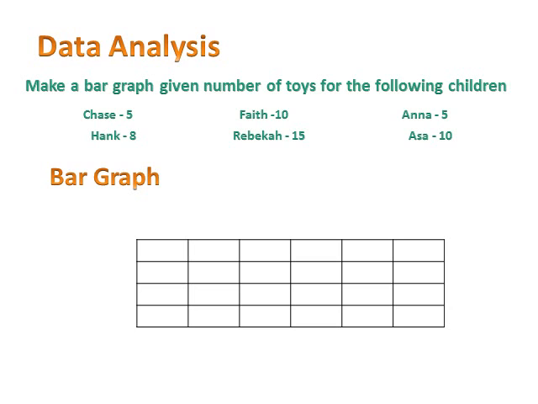Okay, and then we have how many columns? We have 1, 2, 3, 4, 5, 6. We have 6 columns because we have 6 children to show the number of toys with. Okay. All right, so let's start. So the horizontal axis, we have the names of the children. Okay, so Chase would be the first one, and so that Chase is the first column. Second column would be Hank's. Third column would be Faith's, and fourth column Rebecca's, Anna, and then Asa.